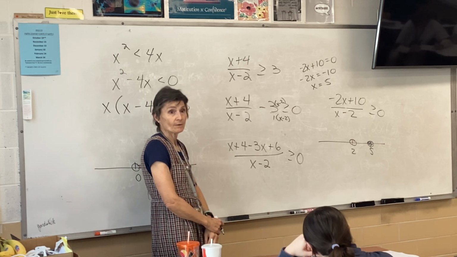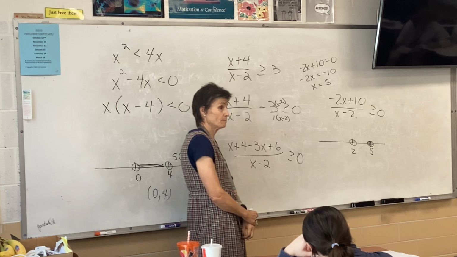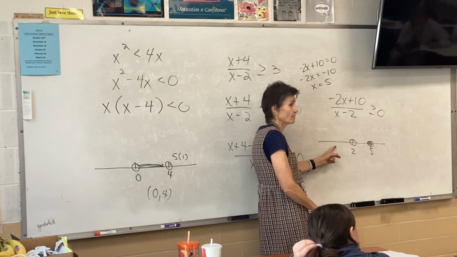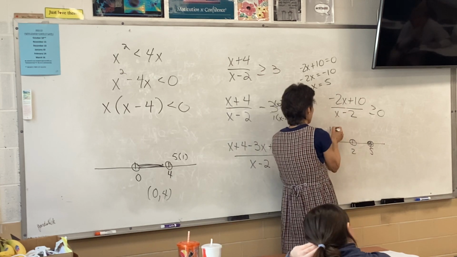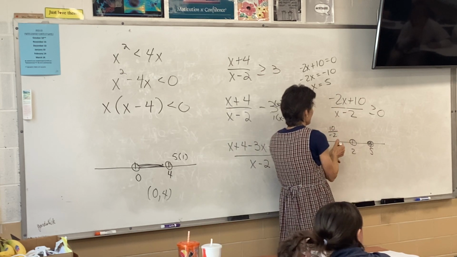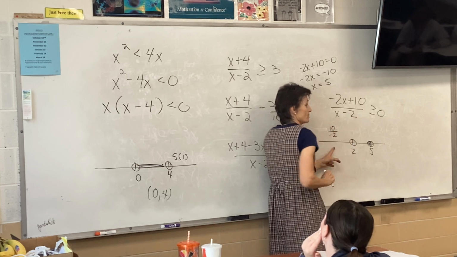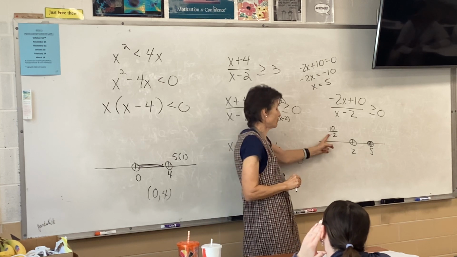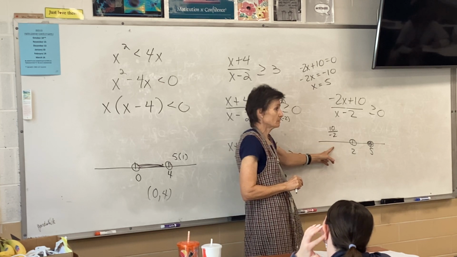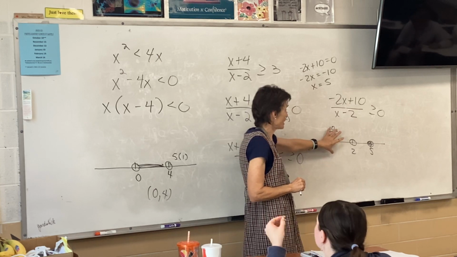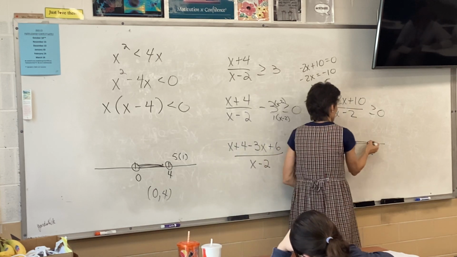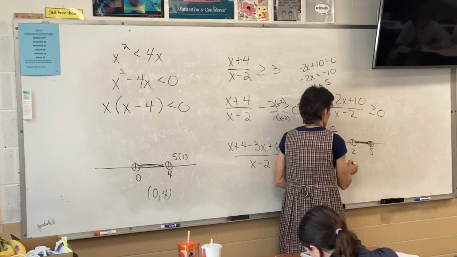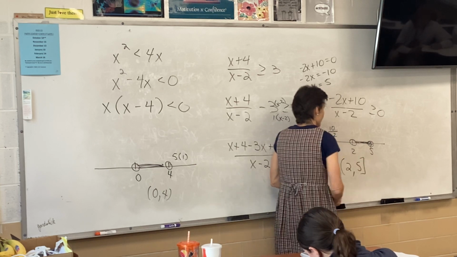And now I need to figure out what part of the number line to shade, so I can use 0 this time. 0's out here. So 0 plus 10, 0 minus 2. Is that bigger than 0? No. It's negative 5. Is negative 5 bigger than 0? Nope. So I'm not gonna shade here, which means I will shade here and I won't shade here. So my answer, whoops, is parentheses 2, 5 bracket.